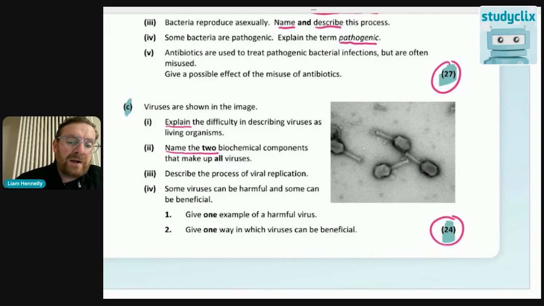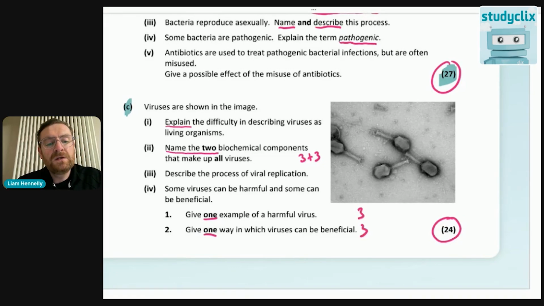So name the 2 biochemical components. Now, that is protein and DNA or RNA. So there'll be 3 marks for each of them. The whole thing is worth 24, and we're up to 6 out of 24 so far. It then says, give 1 example of a harmful virus and 1 way in which viruses can be beneficial. There will be 3 marks for each of them. So now that's 12 out of 24.